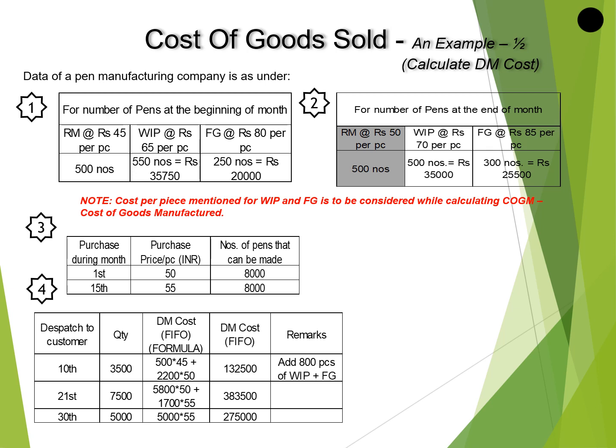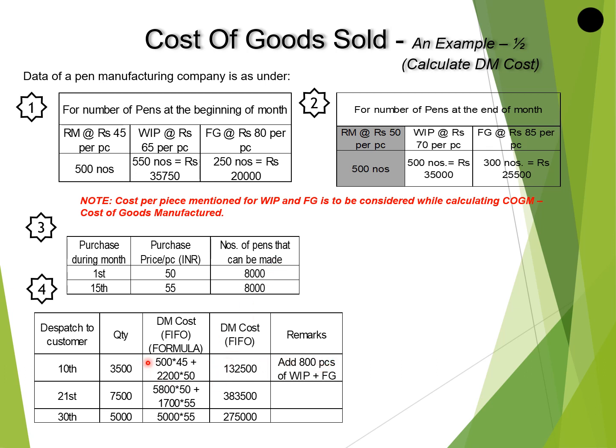Mind it, irrespective of FIFO or LIFO, we have to dispatch the available quantity in FG and WIP first, and also we have to use our raw material first. So what we will do here, we'll dispatch 550 plus 250 pieces from WIP and FG, totaling 800 numbers. We'll also use 500 raw material for 500 pieces at 45 rupees. So 500 into 45 plus remaining 2200.